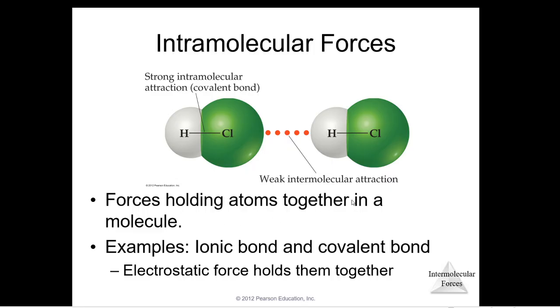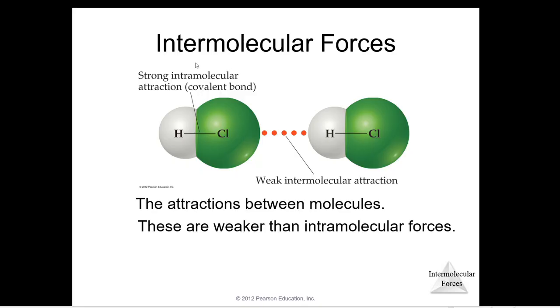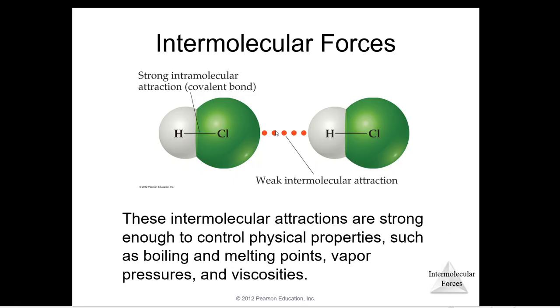So forces holding atoms together in a molecule is intramolecular. And so those examples, of course, are ionic bonds and covalent bonds. And, of course, those are those electrostatic force holds them together. But the intermolecular, which we're going to talk about, like the interstate between them, is what we're going to focus on here. We've focused on these already. Now we're going to focus on what happens here. So these are the attractions between molecules, and they are weaker than the intramolecular forces, okay? These intermolecular, these weak ones here, attractions are strong enough to control physical properties.